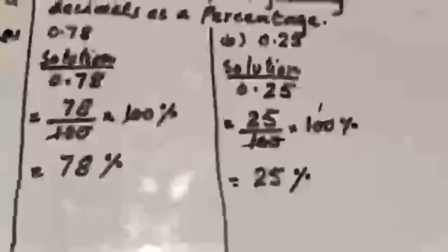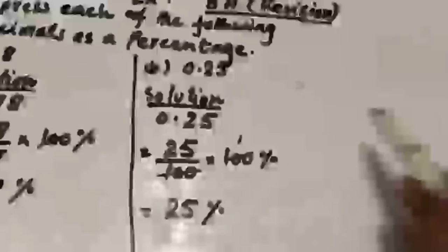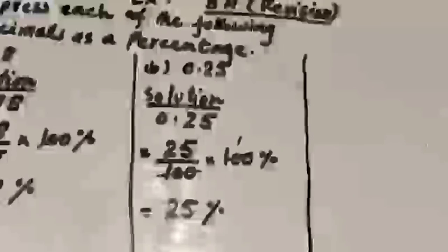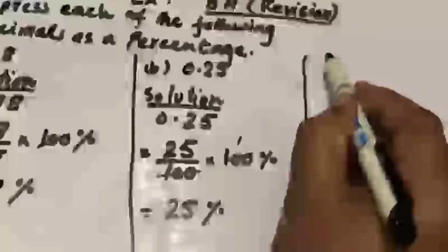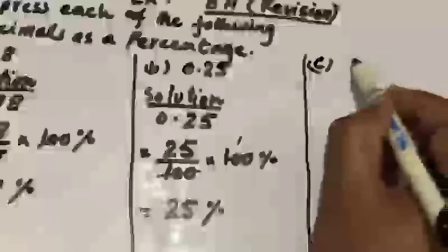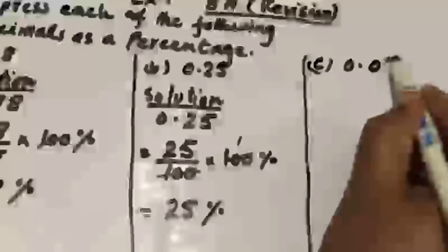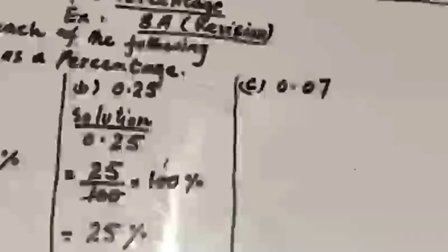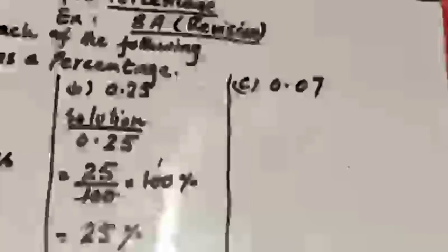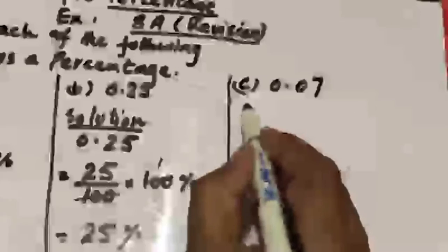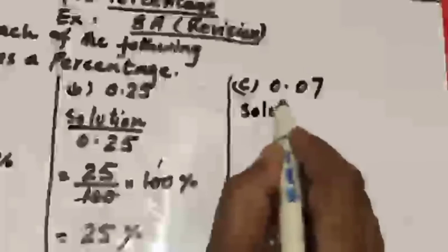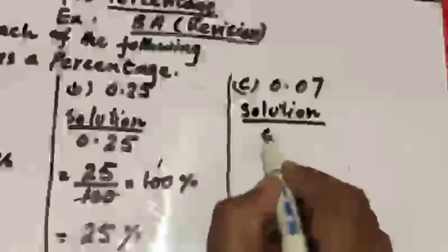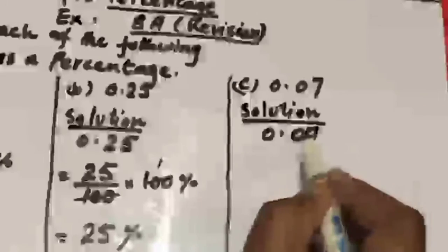Now we are going to solve the third part of question number 4, which is C. The statement of C is 0.07. The decimal number 0.07 is given. We have to convert it into the percentage. So in solution, first of all, we will write the statement as it is, which is 0.07.